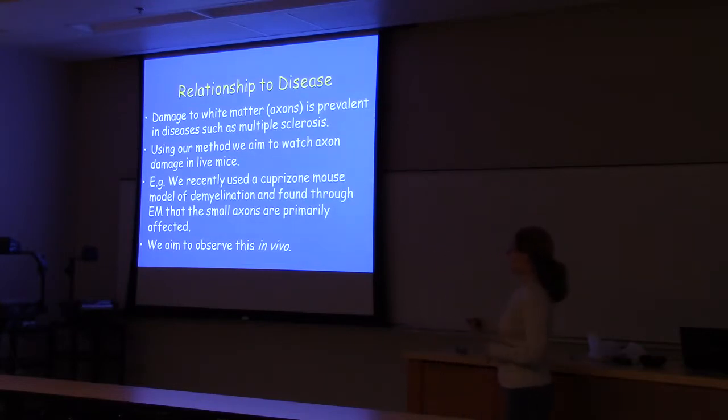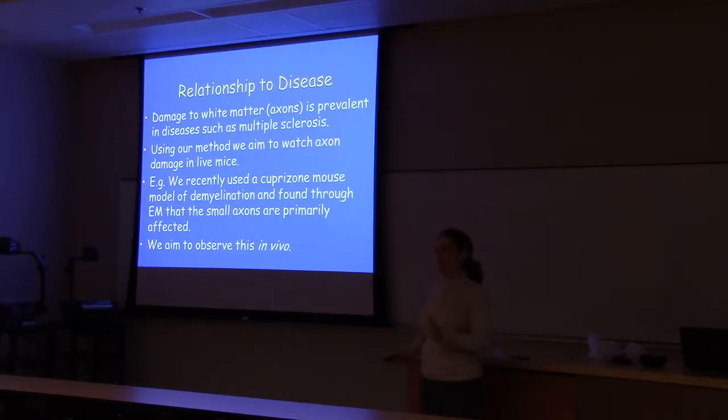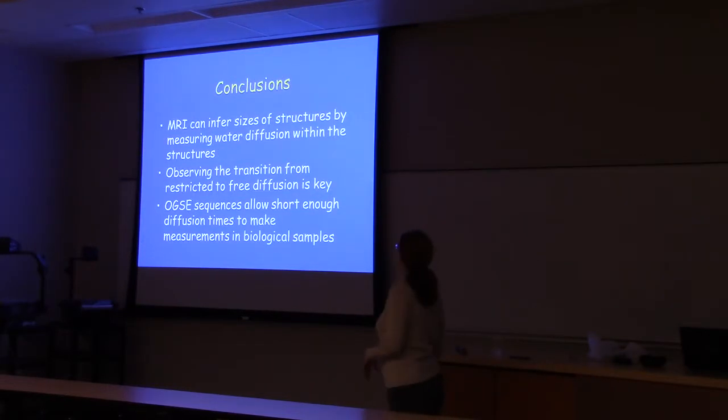In a recent study that we just published, it turns out that the small axons are the ones that are primarily affected. So we're hoping that with this, we can actually not have to go to EM to see that, but we can see that with the MRI. And so we aim to observe this in live mice. First we'll go with the dead ones, then we'll go with the live ones.